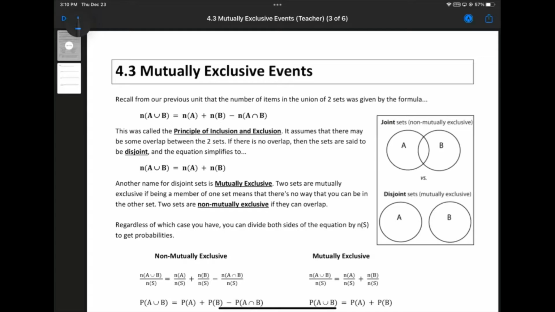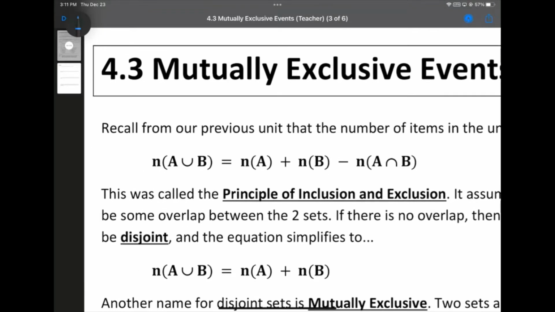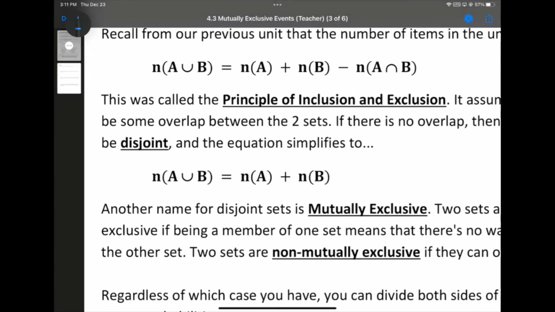Now the equation that we use is almost the same as it was back in that unit. With Venn diagrams, we talked about that equation. Specifically, the number of things in the union of A and B is equal to the number of things in A plus the number of things in B minus the number of things in the intersect, meaning that you have to take out the number of things that are in both sets because they've been double counted. Now, if there's nothing in the intersection, there is no overlap whatsoever, that's what mutually exclusive or disjoint means, then we simplify down to that equation.